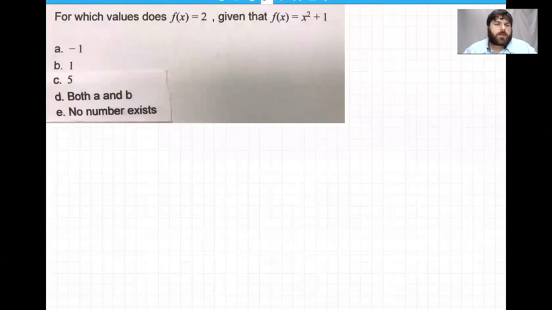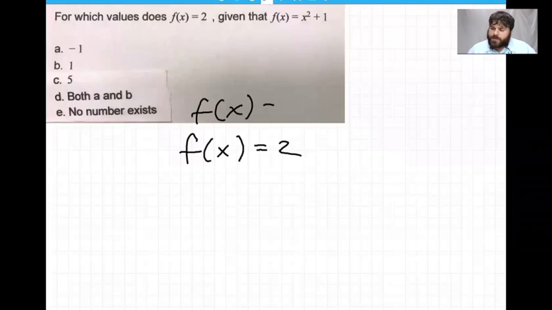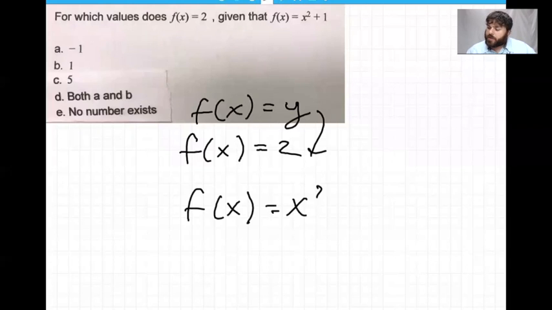All right, for which values does f of x equal 2, given that f of x equals x squared plus 1? All right, so the whole thing here is this f of x equals 2, right? Remember, f of x is always equal to the y. So did they give us x or did they give us y here? They gave us y equals 2. So we're trying to find x, okay? So we have this function where we know that the y number is 2. So we put the y number equals 2. We've got to figure out what number x has to be.